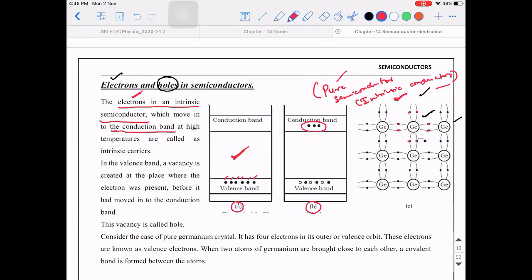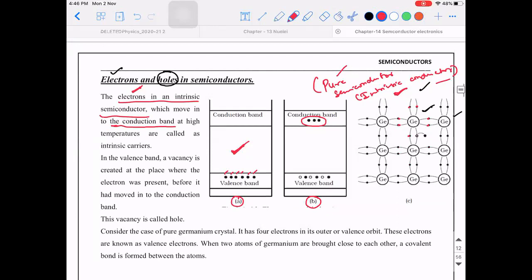But the question is, when the electrons have jumped into the conduction band, they leave behind a vacancy. Out of the 6 electrons which were present, now we have only 3 electrons. So there are 3 vacant places. Those 3 vacant places, which are created by the electrons in the valence shell jumping into the conduction band, are what are called holes.